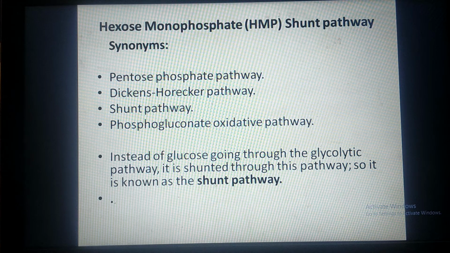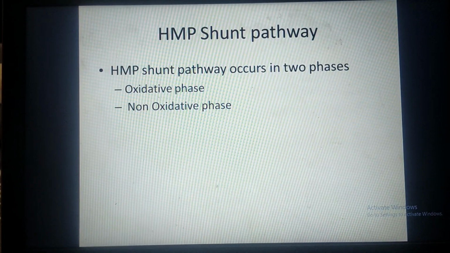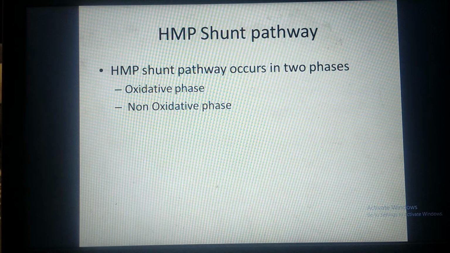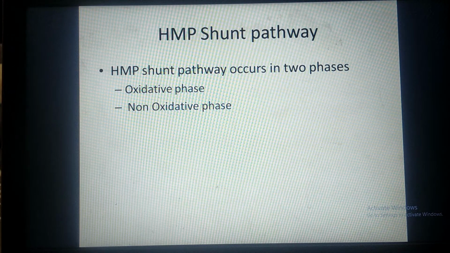The synonyms of this pathway are pentose phosphate pathway, Dickens-Horecker pathway, shunt pathway, or phosphogluconate oxidative pathway. So these are the various synonyms of this pathway. This pathway occurs in two phases, oxidative phase and non-oxidative phase. The non-oxidative phase is the continuation of the oxidative phase.